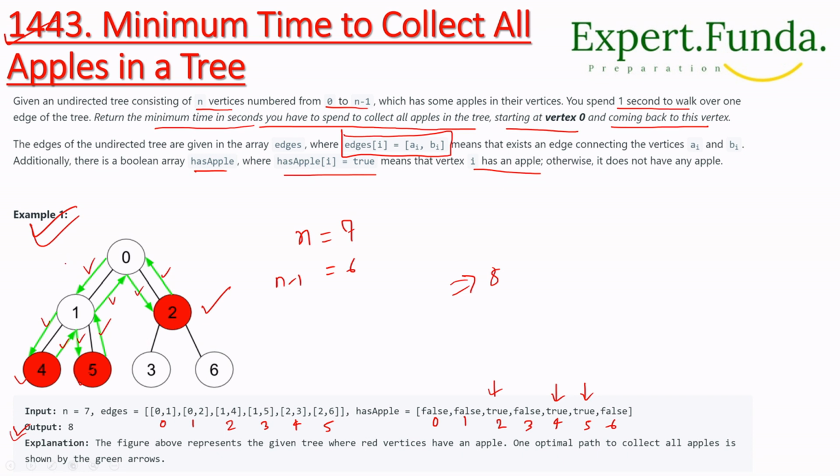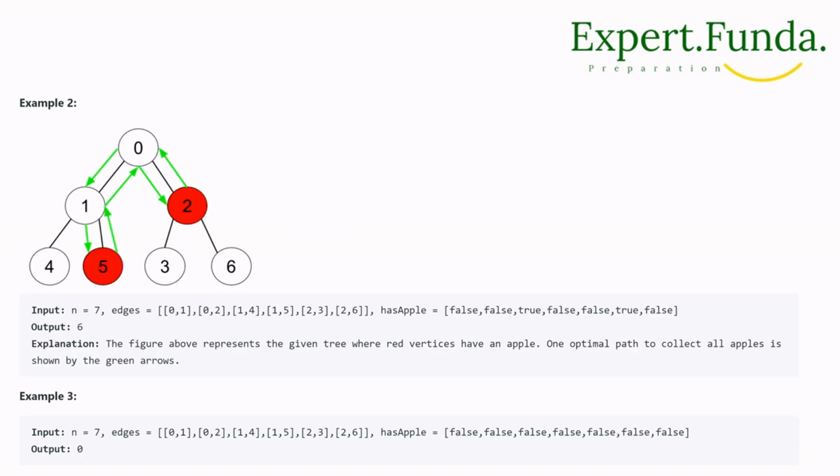The green line is traversing from one node to another node through the edge, and each edge takes 1 second. So the tree contains 3 apples, at nodes 2, 4 and 5, and if you count the green lines traversed, it will take 8 seconds. Okay, I think you have understood the question. If you talk about this other one, similarly we can see 5 and 2, we have 2 apples, and if you count the green lines, 1, 2, 3, 4, 5, 6, so it should return 6 as the output.